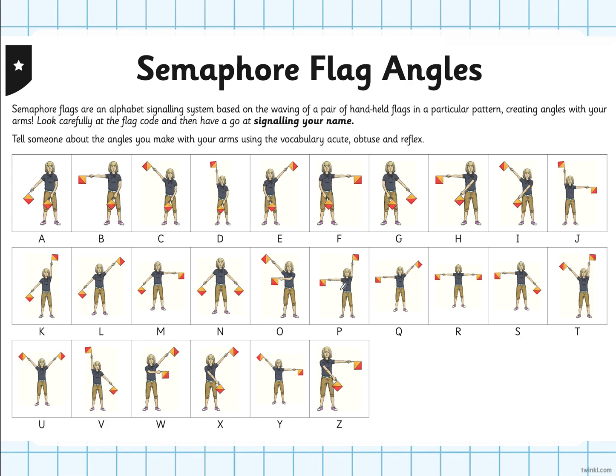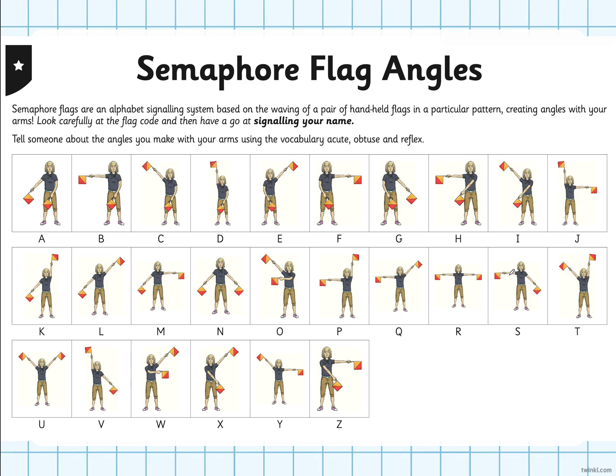Your job for your first task today is to spell out your name using this communication system. So I would spell my name, J. So I would hold my right hand straight up and my left hand straight out to make a right angle, and then E, S, and then another S.